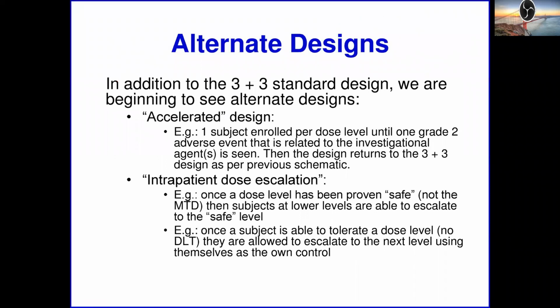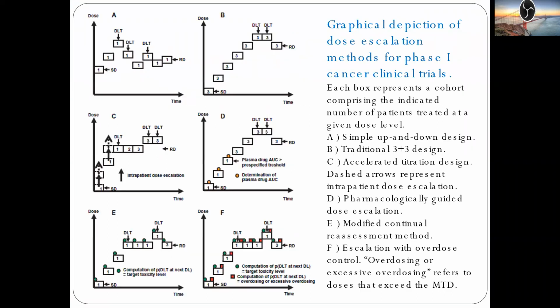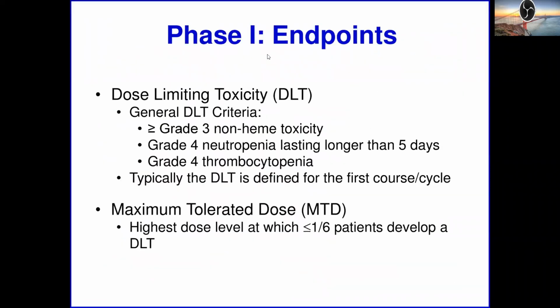Okay. So normally in phase 1 trials, the usual endpoints are, as I said, the dose limiting toxicity, which is the non-hematological toxicity or the hematological toxicity. These are usually defined as the dose limiting toxicity. And the maximum tolerated dose is the highest dose level at which less than 1/6 of the patients develop a DLT.